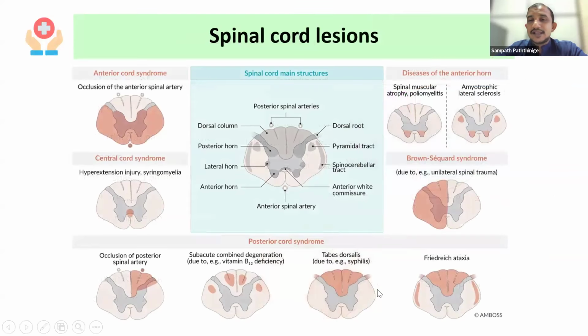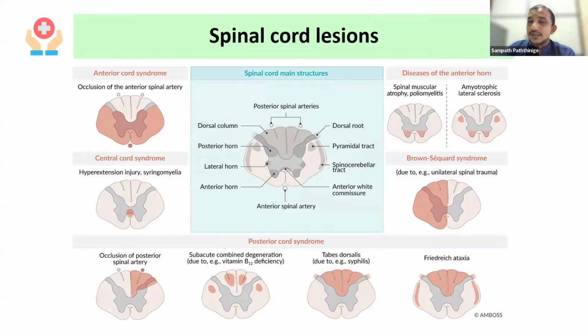And here you see that posterior spinal artery occlusion generally affects only one side of the spinal cord. So that means same side posterior column sensation would be lost. So if you know what is there in each part of the spinal cord, in different gray horns, different white columns, you can generally work out what kind of clinical features they could have.